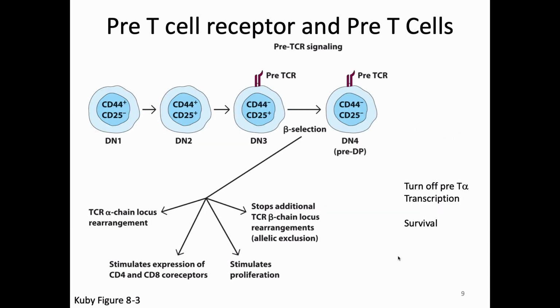So we can have a number of different signaling events that are now going to happen because of this pre-T cell receptor on the surface of our cells.